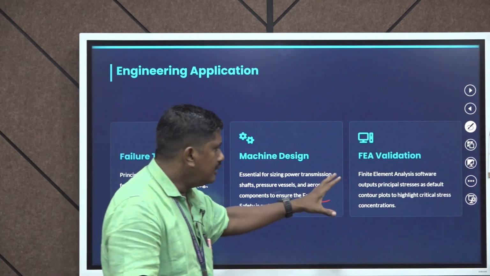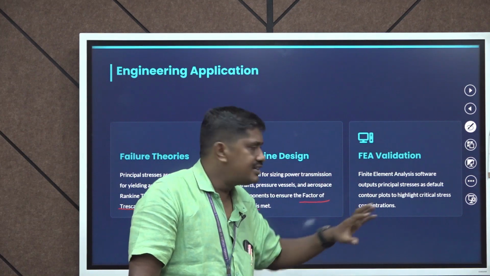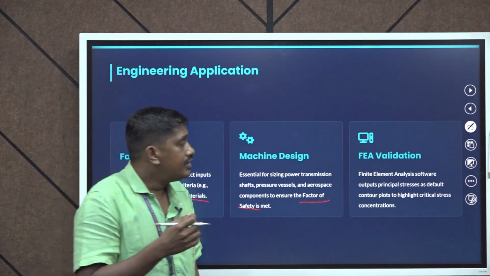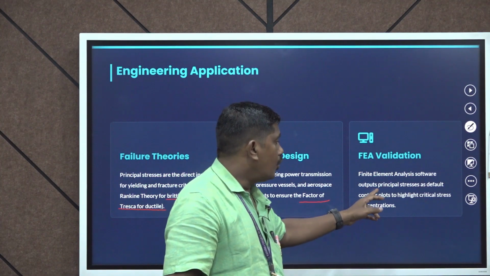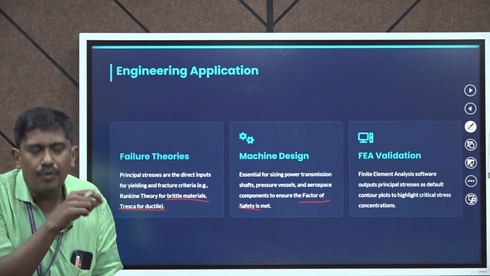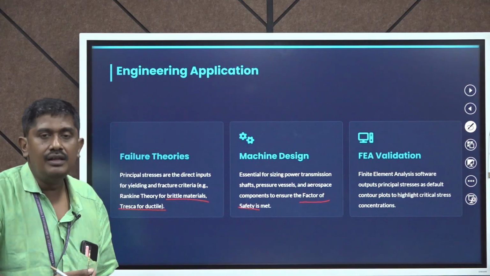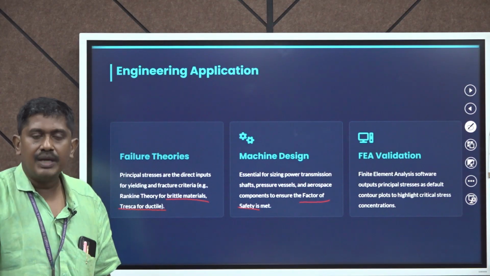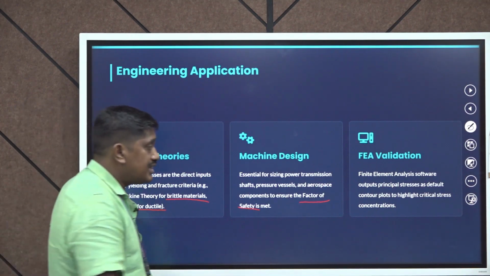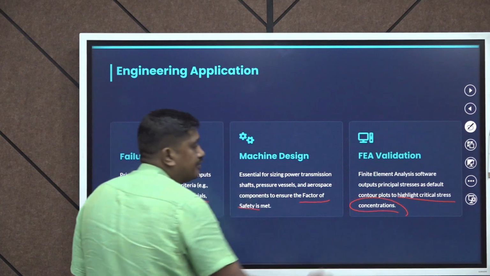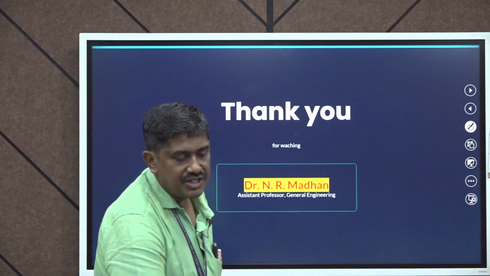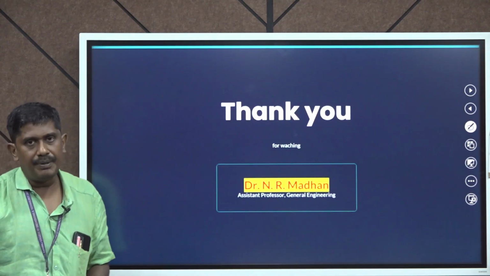And another purpose of principal stress and strain is finite element analysis validation. For any finite element analysis validation, the principal stress is very important. The output principal stress is shown as a default contour plot to highlight critical stress concentrations. At that point we can add material, or add some additional supports or wedges, to reduce the high critical stress concentration. With this method, principal stress and strain are highly useful for real applications.